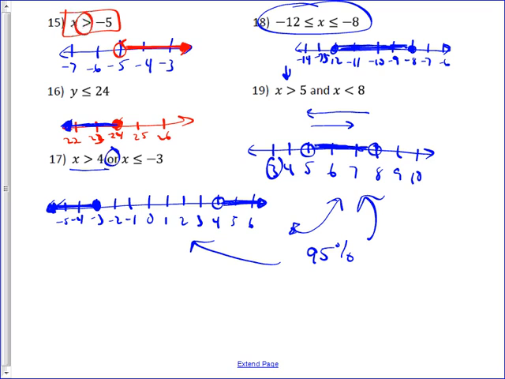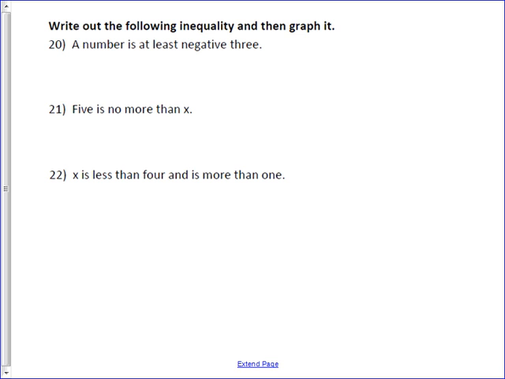Okay, the last couple here, remember at least -3. At least is always greater than or equal to, because at least means the smallest it can be is -3, or it can be bigger than that. So it's going to be x greater than or equal to -3, or whatever variable you want the number to be. I'm not going to graph these for time's sake.